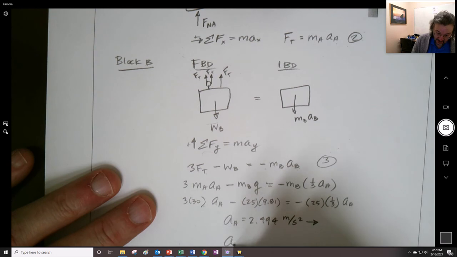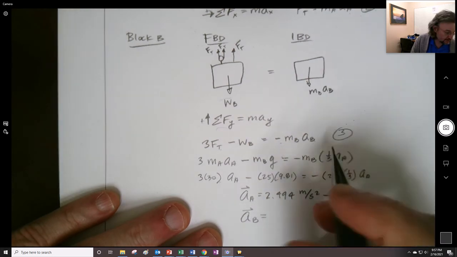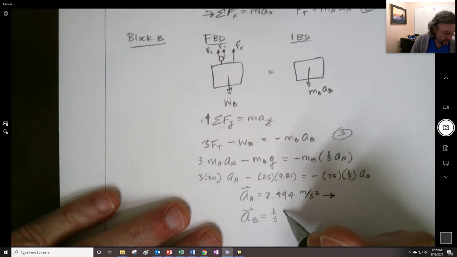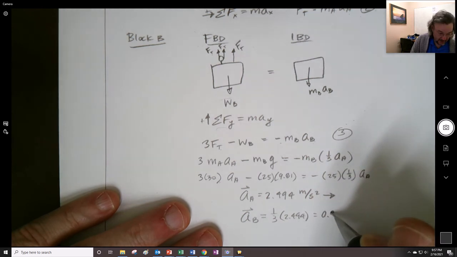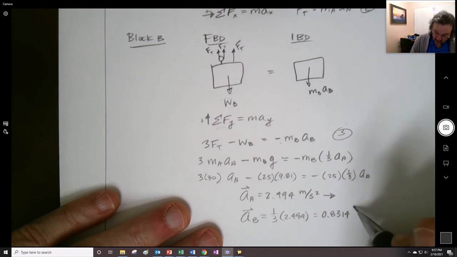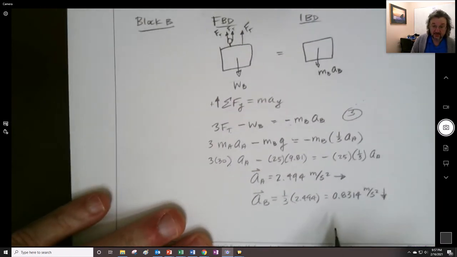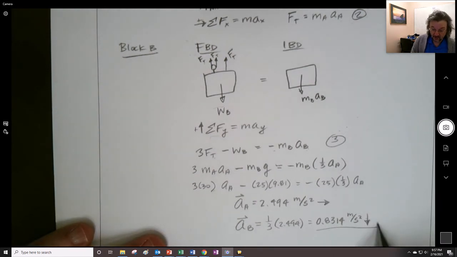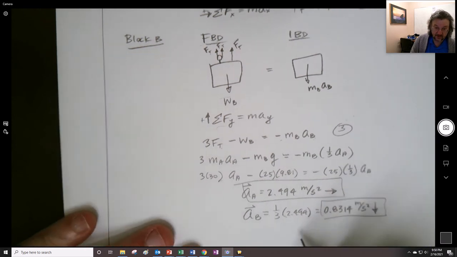And if we want the acceleration of B, and by the way, I just drew an arrow so I can go ahead and make it a vector. We want the acceleration of B, that's just going to be 1/3 of 2.494, or 0.8314 meters per second squared, which we can go ahead and say is downwards. Now lastly, I guess we could solve all of those things right there. We could box those out.